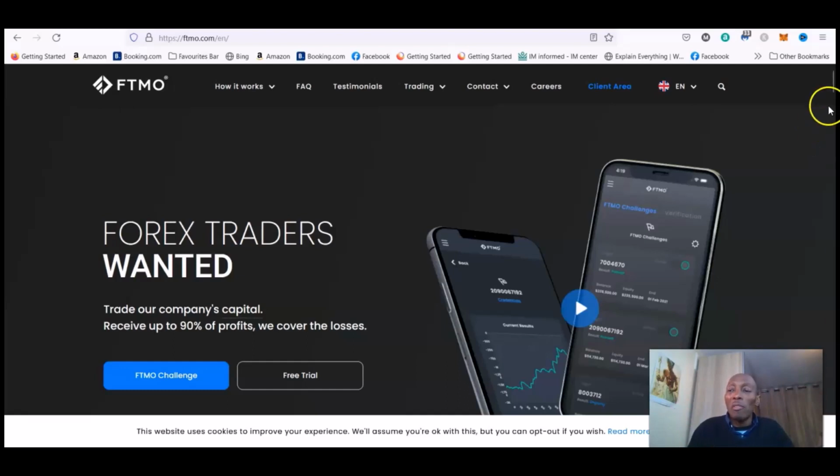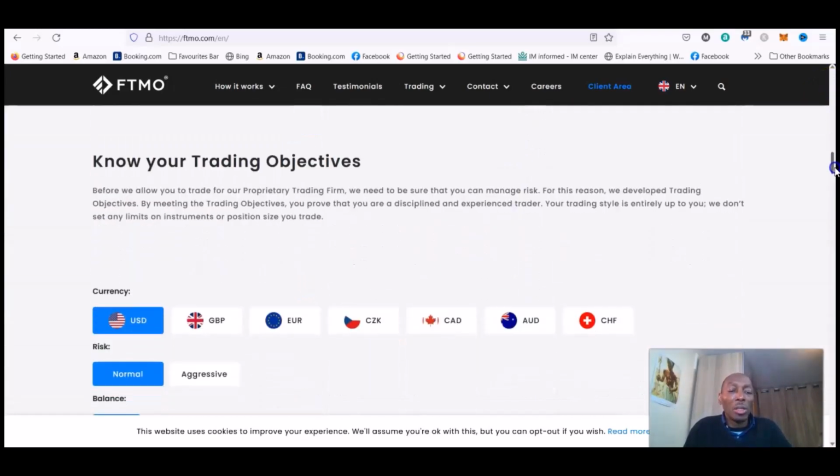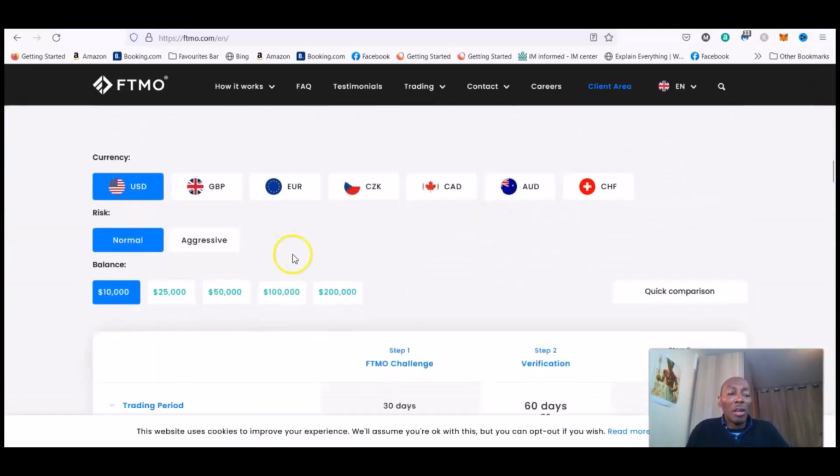You have to pass a certain test. You have to get a certain percentage in a certain amount of time. But once you've passed, you get that money to trade. And let me show you the types of money they're giving you. They're starting off at $10,000, then $25,000, $50,000, $100,000, $200,000. You have to pay for this. Say you want a $10,000 account, you'd pay to do the exam. But once you have the knowledge, this sort of stuff is not difficult to pass once you know how to trade.